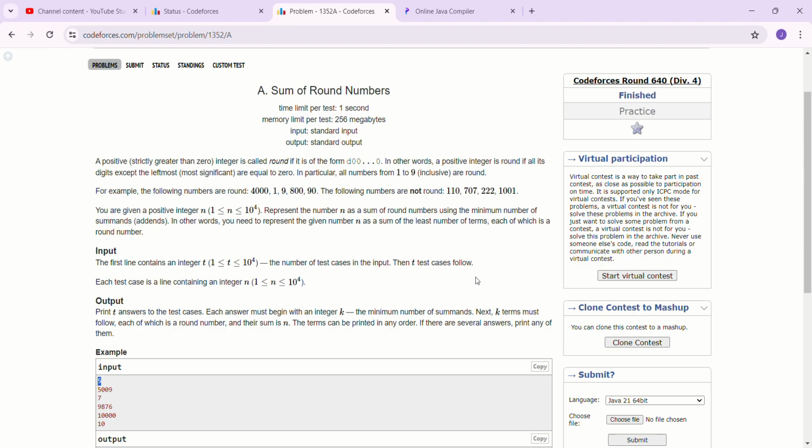For example, numbers from 1 to 9 are all round numbers because they have only a single digit and the most significant digit is non-zero. Let's take other examples. All the numbers which are multiples of 10 and only their most significant digit is non-zero are also round numbers.